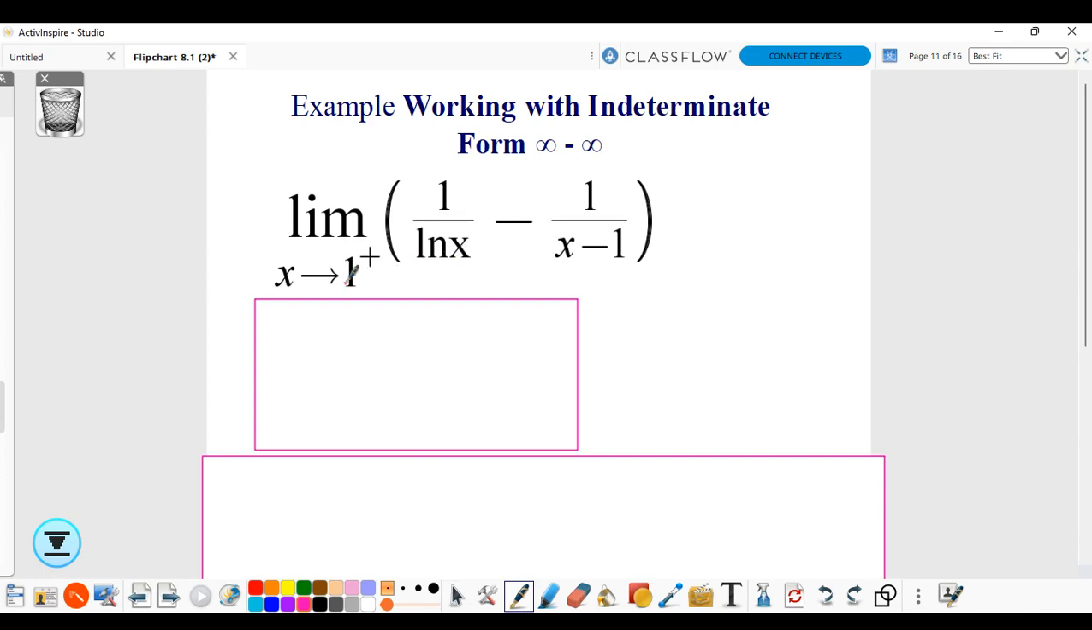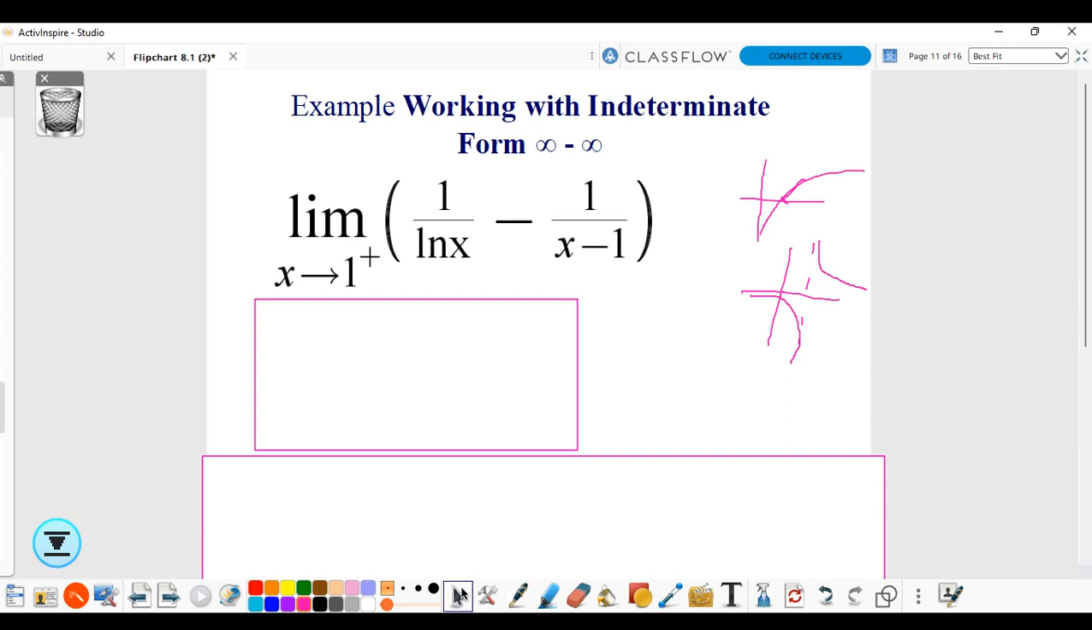This one, if we plug in 1 from the right, natural log of x goes like this. As we come at 1 from the right, natural log goes to 0, but 1 divided by smaller and smaller things actually goes to infinity. And the graph of 1 over x minus 1, as we go to 1 from the right, also goes to infinity. So this is infinity minus infinity.